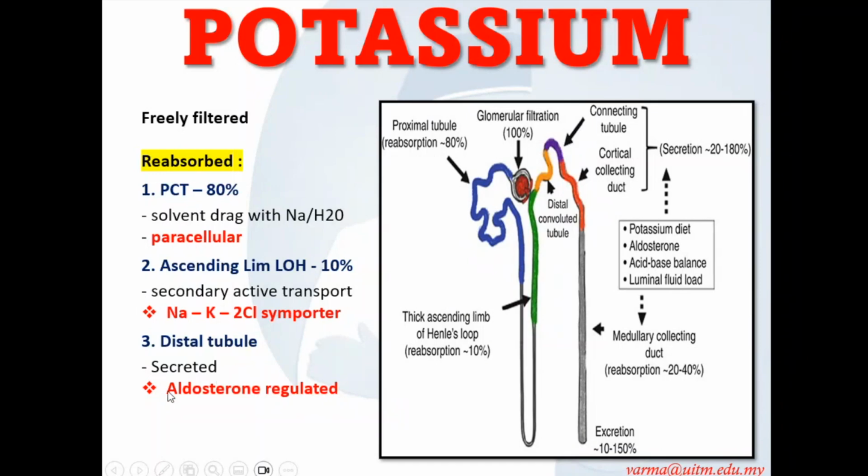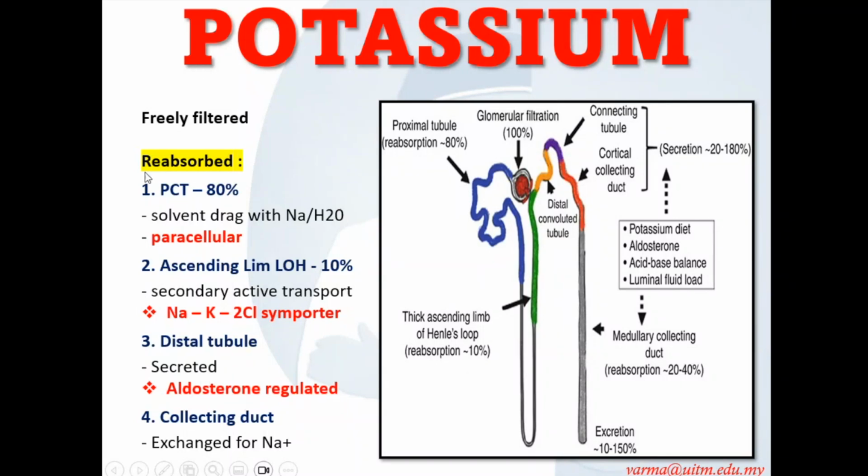It means it is highly regulated by aldosterone, potassium diet, or acid-base status. High serum potassium causes secretion of potassium, meaning we are losing potassium. It also depends on the medullary collecting duct, where it reabsorbs potassium. So it is aldosterone regulated. In the collecting duct, it is being exchanged for sodium. It is being excreted or reabsorbed based on the serum potassium.